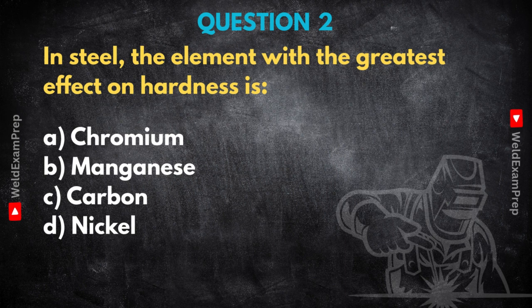Right, this one's pretty fundamental. The answer is C, carbon. Without a shadow of a doubt, carbon is the main element controlling how hard and strong steel is. To kind of picture why, think about steel at the atomic level.